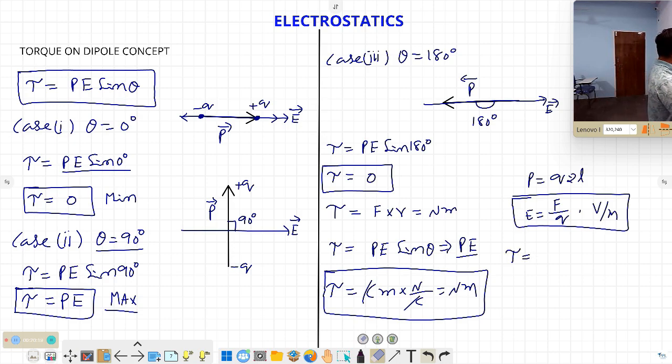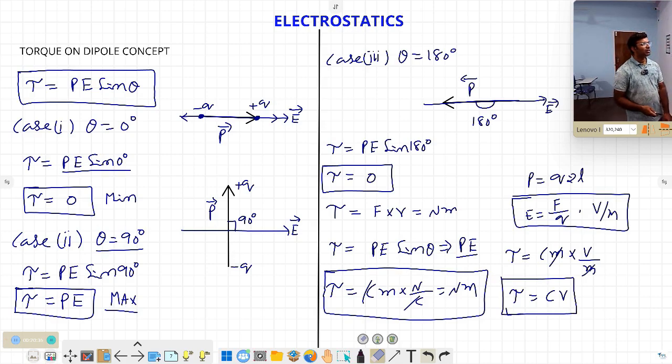So torque is equal to, I can also write in terms of coulomb meter into, that is volt per meter. So we can cancel volt, and so torque is equal to coulomb volt. This is also one of the units we can express for torque.